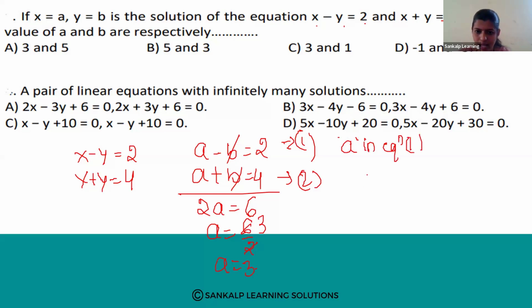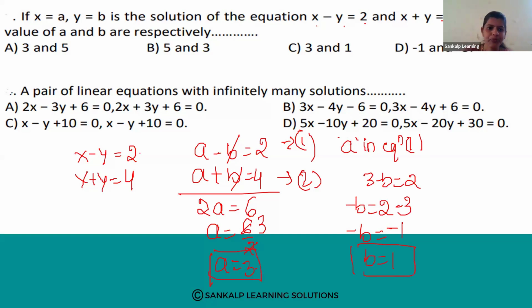What will you get? 3 minus B equal to 2. So transfer this 3 to this side. You will get minus B is equal to 2 minus 3. Same as before. Minus 1, minus minus will get cancelled. B is equal to 1. So you will get two values, that is A is equal to 3 and B is equal to 1. So 3 and 1. So option C is right.